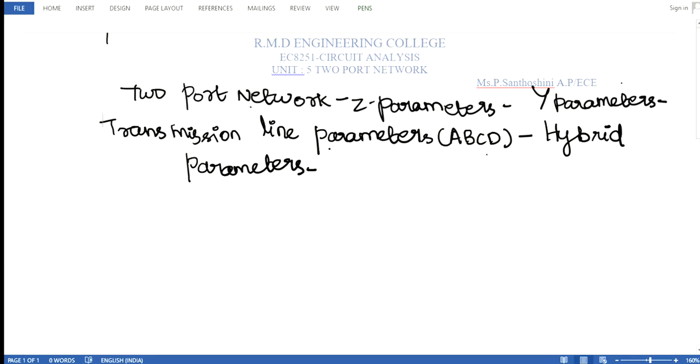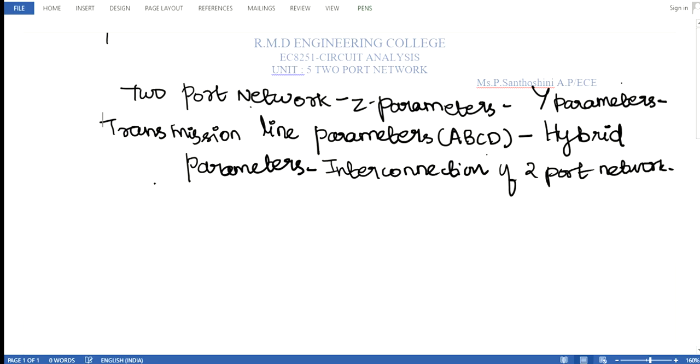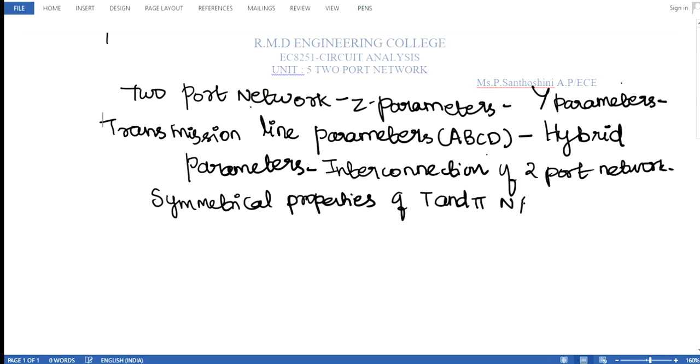And the last 2 topics will be interconnection. Interconnection means how they are connected, how they are working when they are connected in series, parallel and cascaded. So interconnection of two-port networks. And followed by the last topic called symmetrical properties of T and pi networks. So these are the topics involved in your Unit 5.